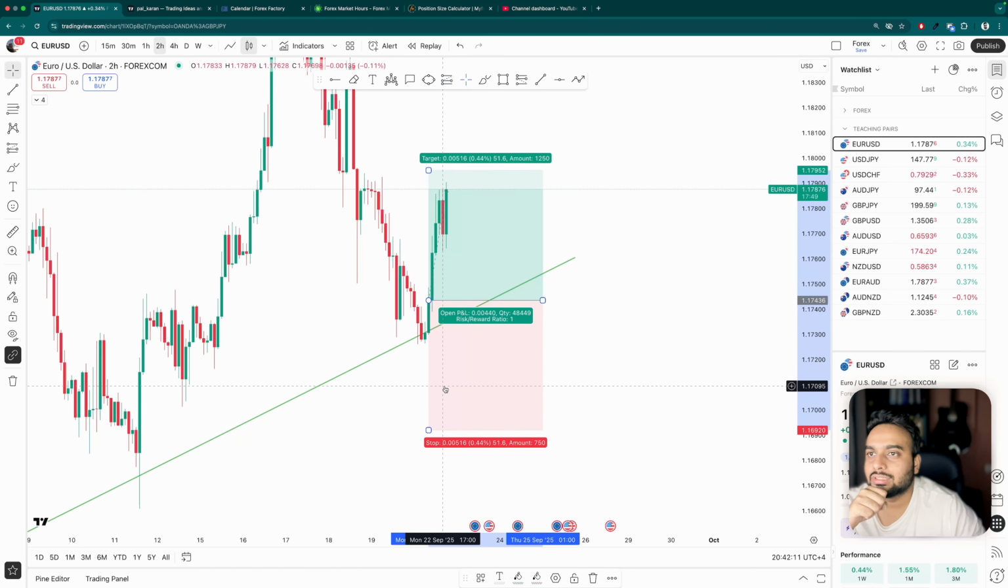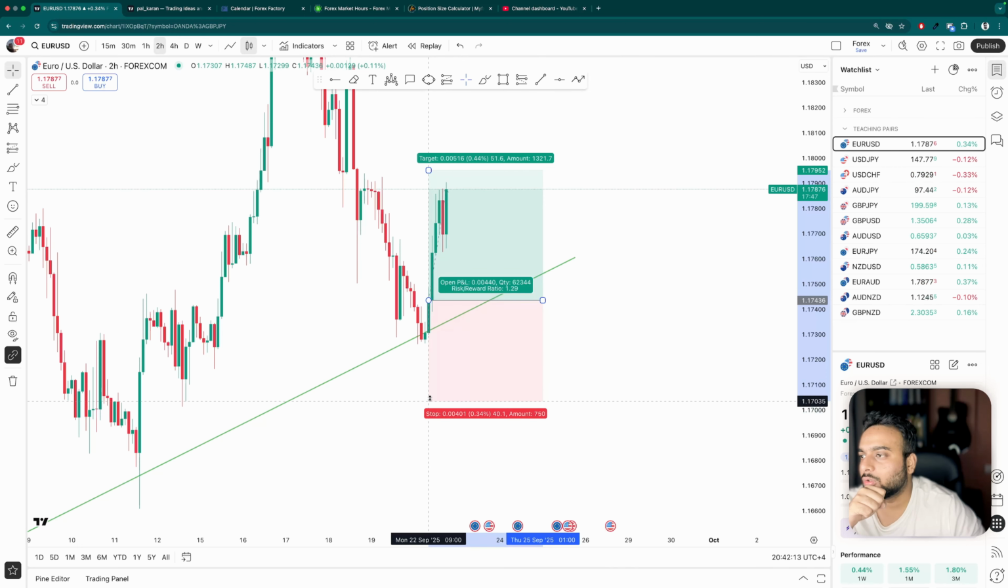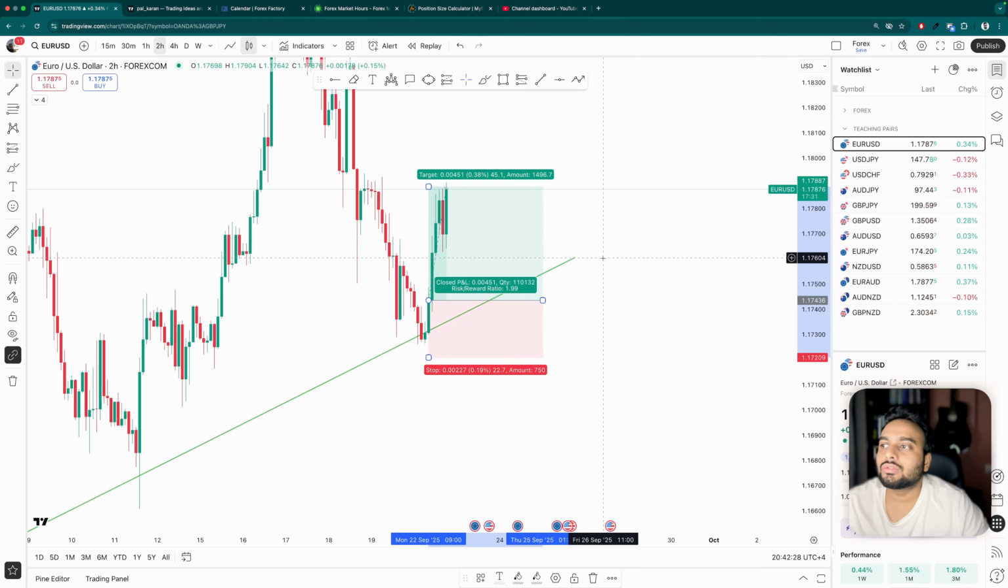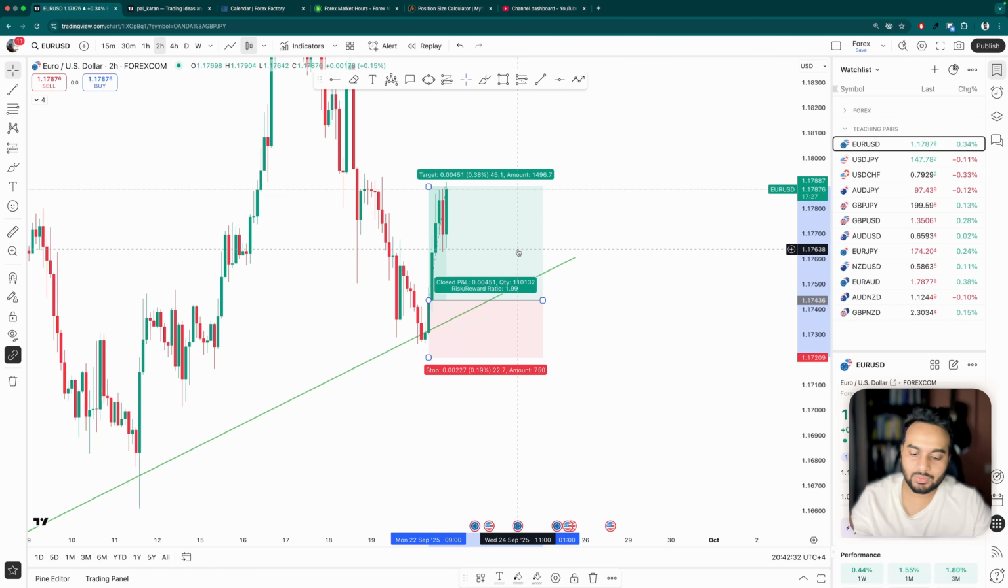Around the pre-London session, a lot before, like 1 or 2 hours before, and like a 22 pip stop loss, and the price has already moved 1 is to 2, and it might move more. So this could have been a very simple day trade and a very nice one.